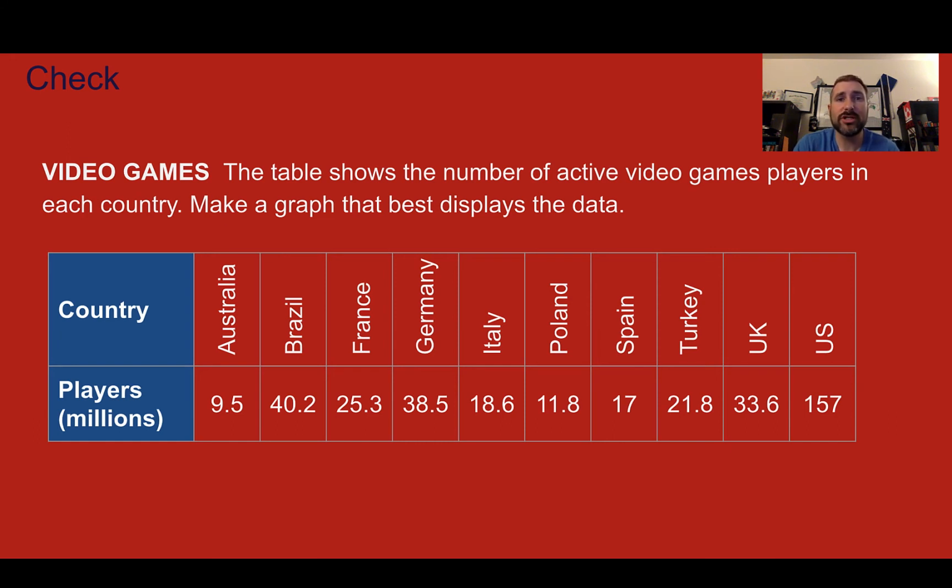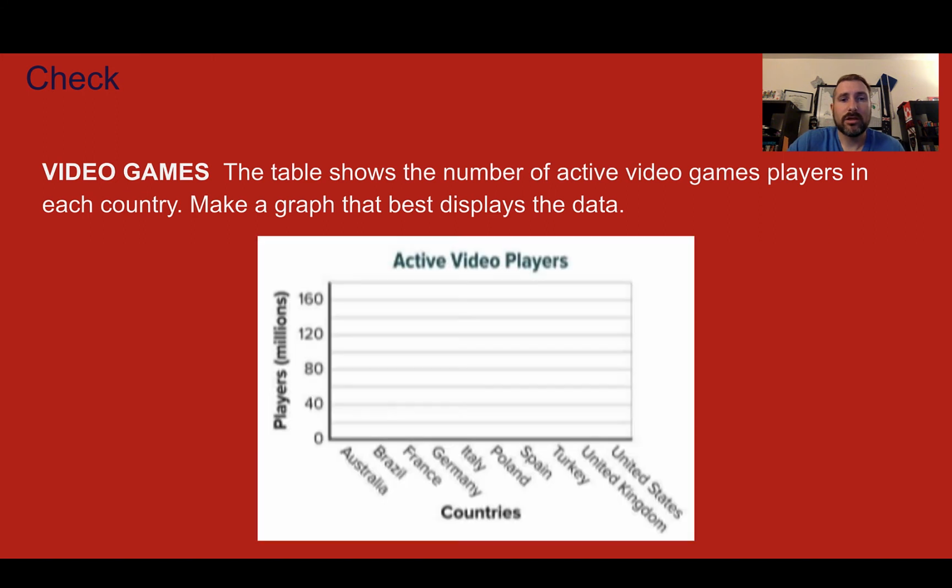Read through the situation and look at the table. Determine which graph, either a bar graph or a histogram, would best display the data. You're given a bunch of different countries and the number of players of video games they have in that country. Pause the video now and make a graph. Check your answer.